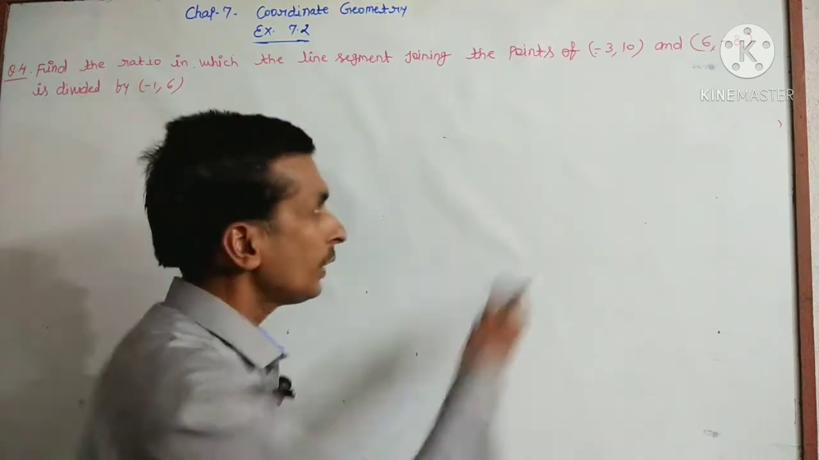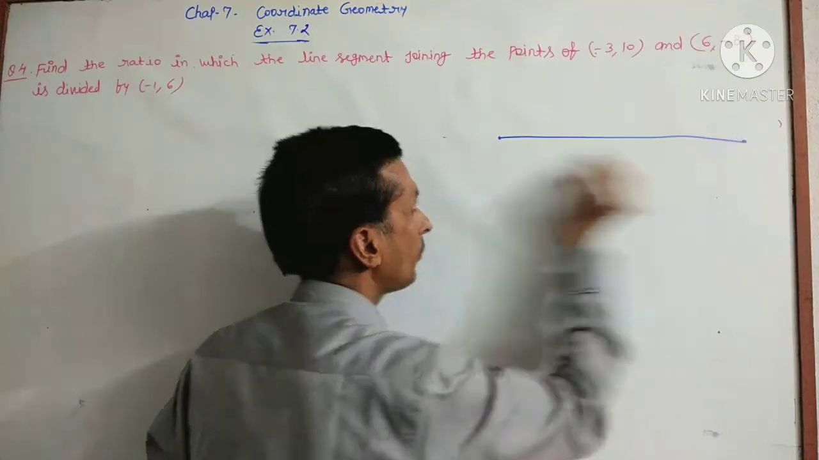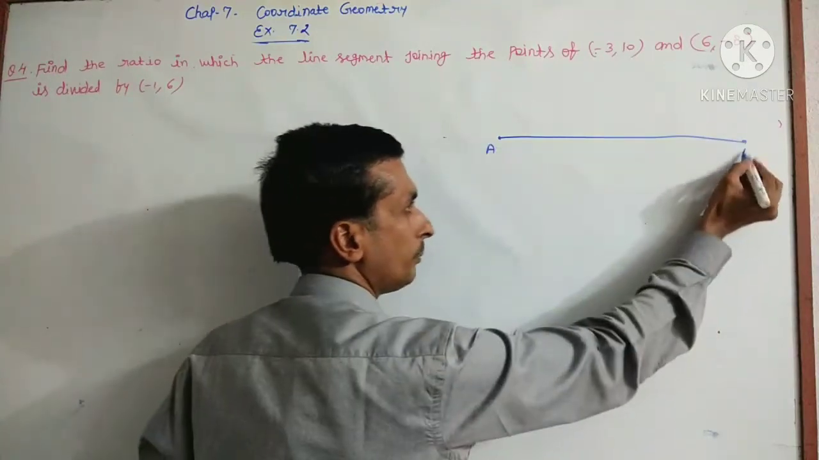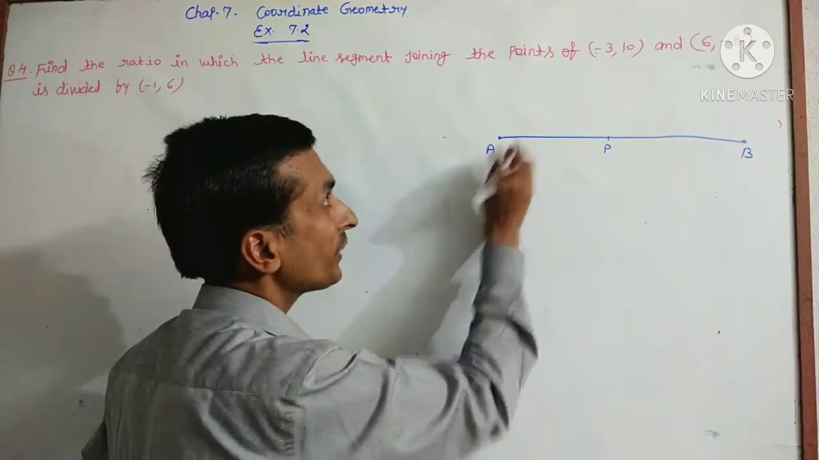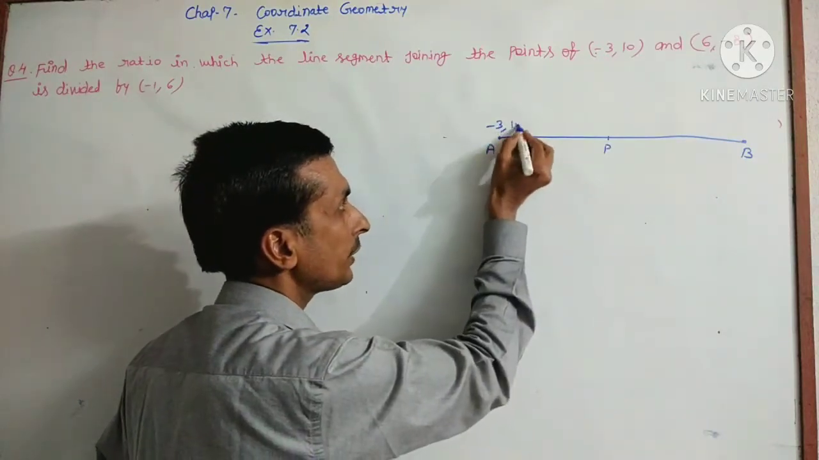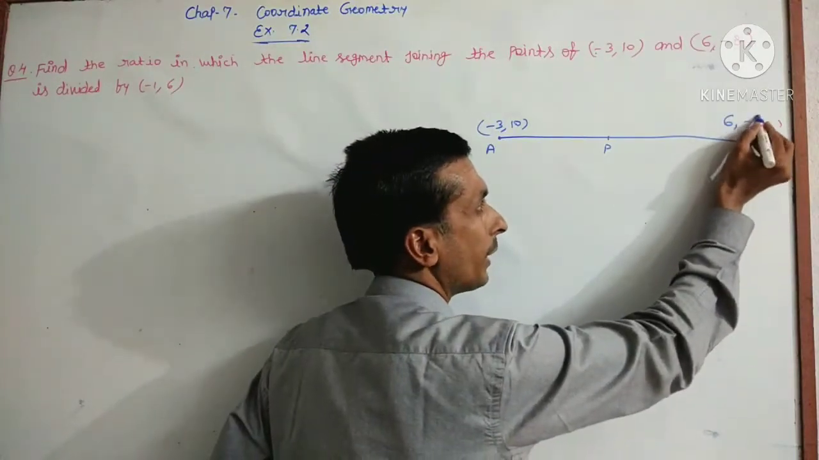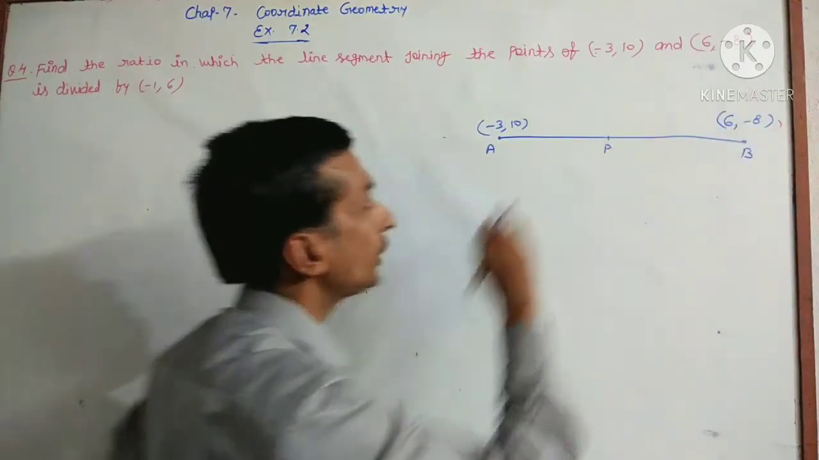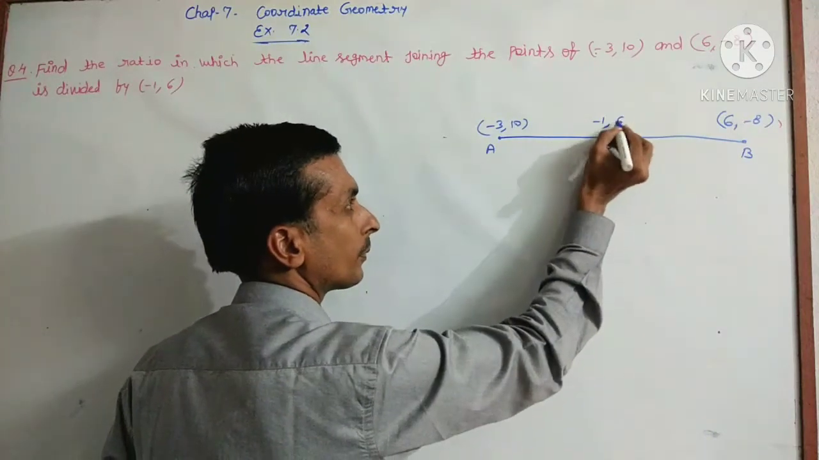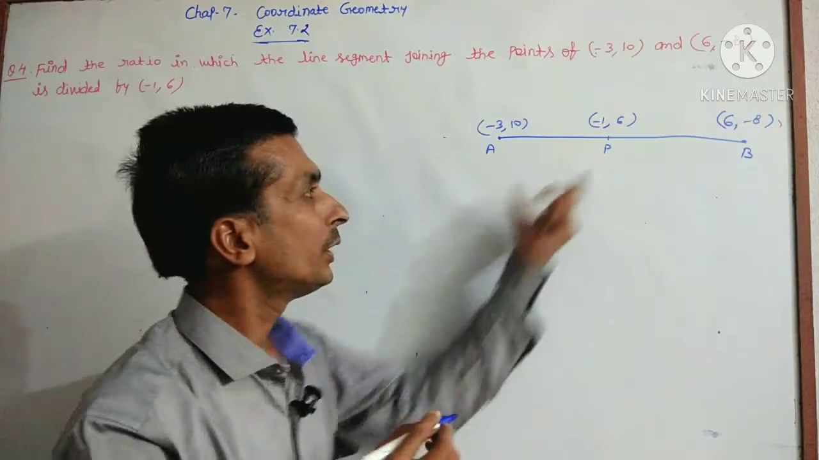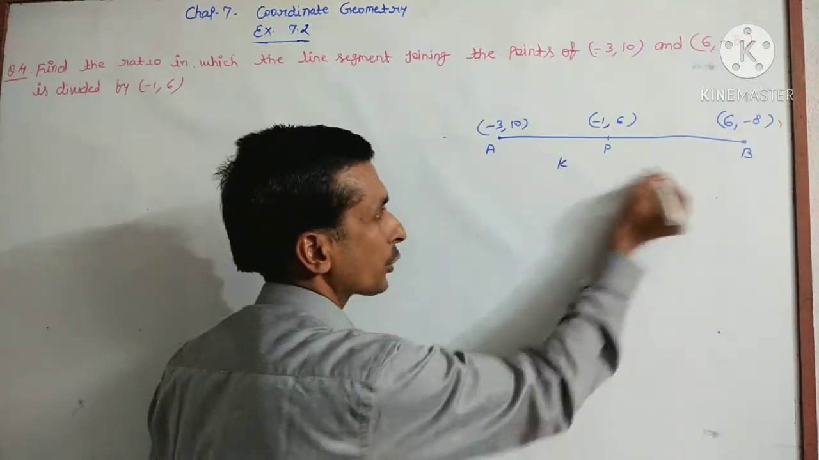How to see? First of all, you can see the picture and understand the meaning. A, B and that point is P. Coordinate of A is given as (-3, 10) and the coordinate of B is (6, -8), and the coordinate of P is also given as (-1, 6), and we have to find the ratio m1 : m2. So let the ratio be k : 1.